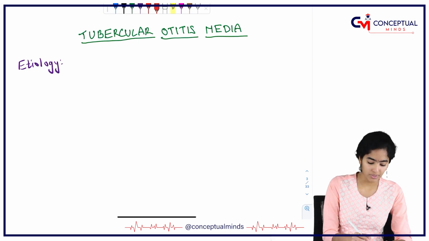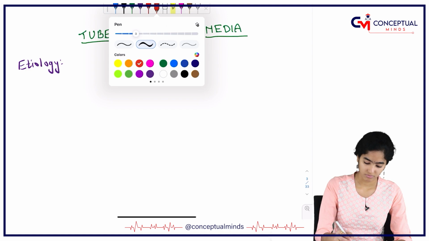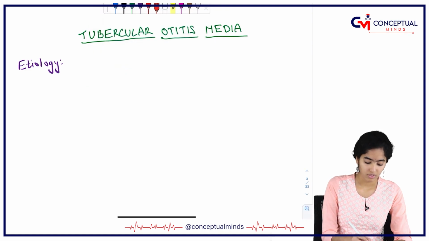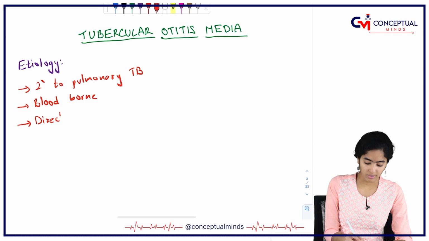But the most common route by far is secondary to pulmonary tuberculosis. Blood-borne and direct contact are rare routes.